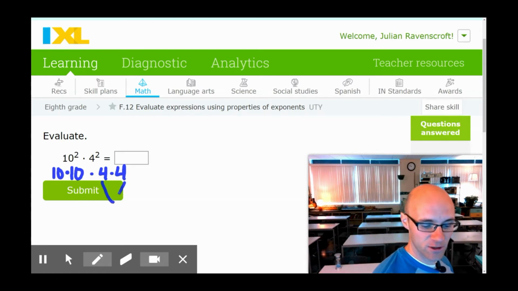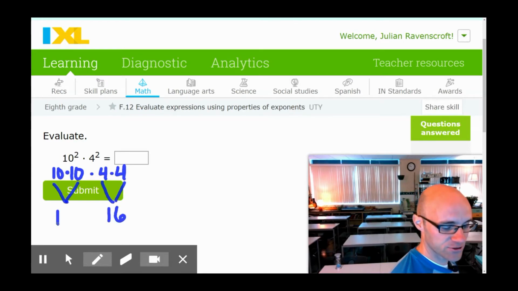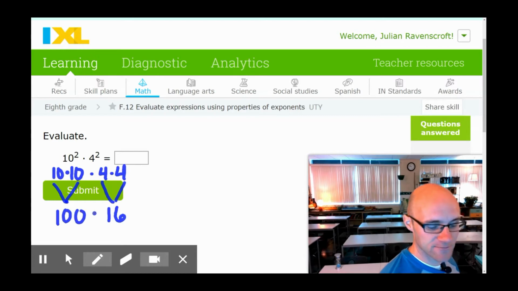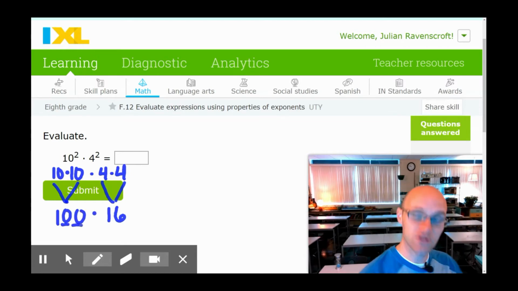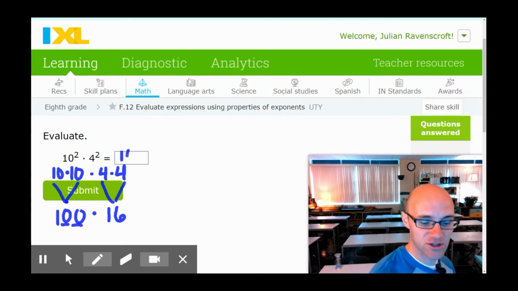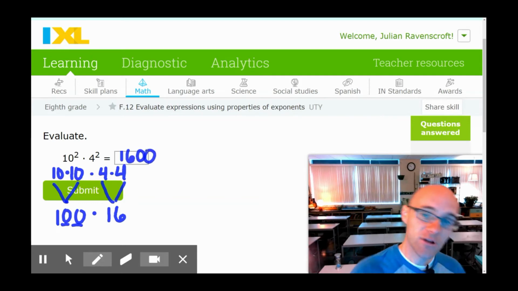We can use this funnel method and say, well, 4 times 4 is 16, and 10 times 10 is 100, and then 100 times 16, that would actually take and add 2 zeros on the end of the 16. That should be 1600. Let's look for another problem.